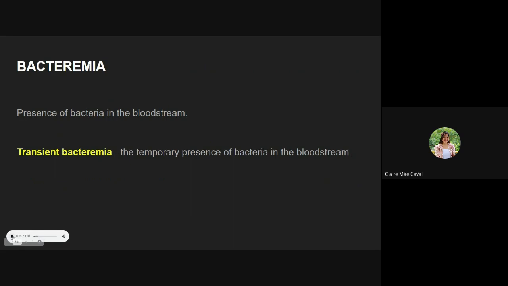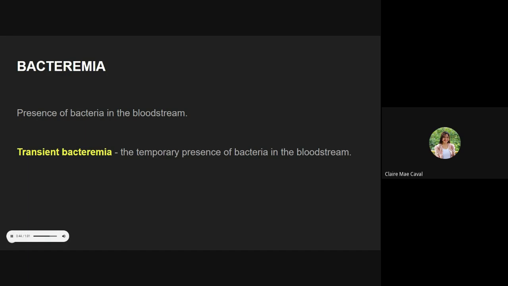So normally, blood is actually sterile. It contains no resident microflora or no normal flora. The presence of bacteria in the bloodstream is known as bacteremia, which may or may not be a sign of disease. Transient bacteremia, on the other hand, is the temporary presence of bacteria in the blood. Often, this results from dental extractions, wound bites, and damage to the intestinal, respiratory, or reproductive tract mucosa. Even aggressive or too much brushing of your teeth, which causes bleeding of the gums, can lead to transient bacteremia.